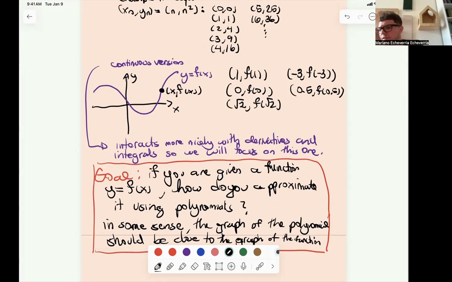Is that making sense so far? Questions up to this point?